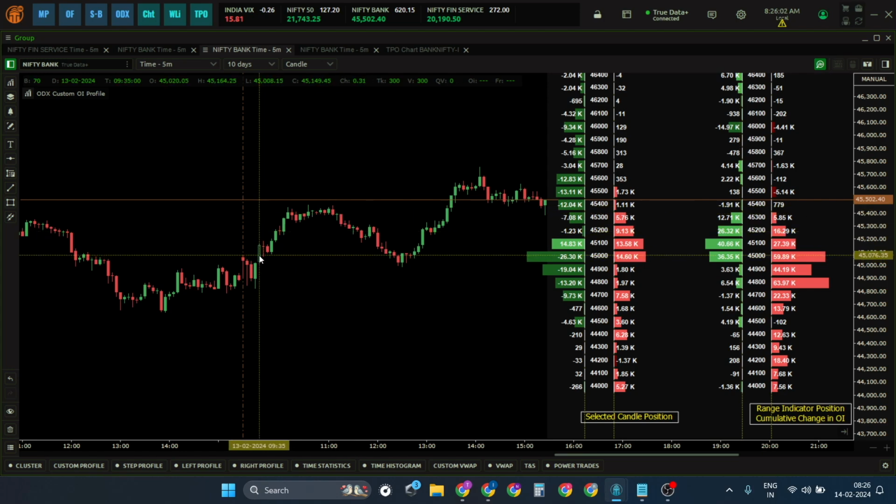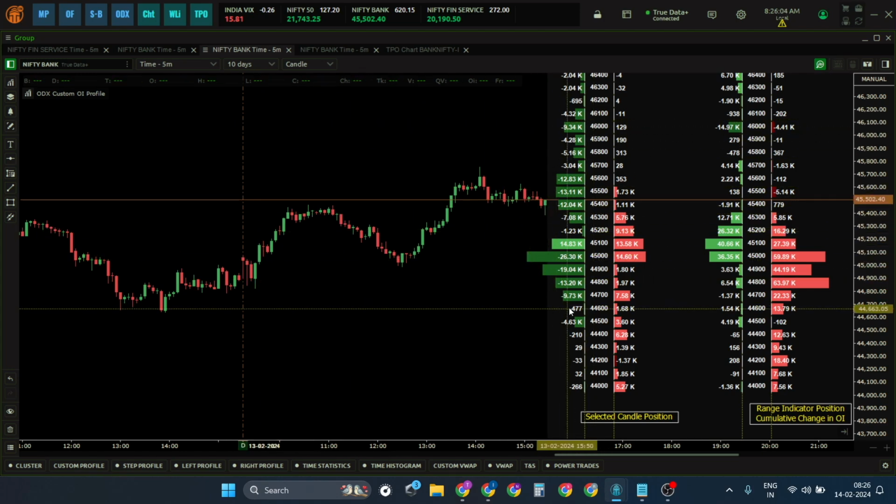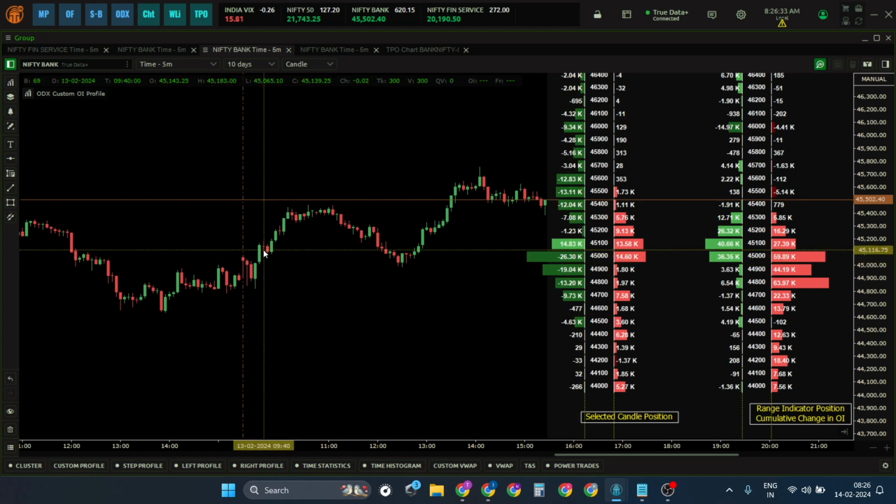In this breakout, I have seen call writers running away again, and on the put side the positions are building. You can see again 63, 44, 59, which means slowly 44,800, 44,900 and 45,000 are getting strong. Especially till now, we were assuming that 45,000 is strong on the call side, but almost 26,000 positions have been covered. Now let's see the next candle.